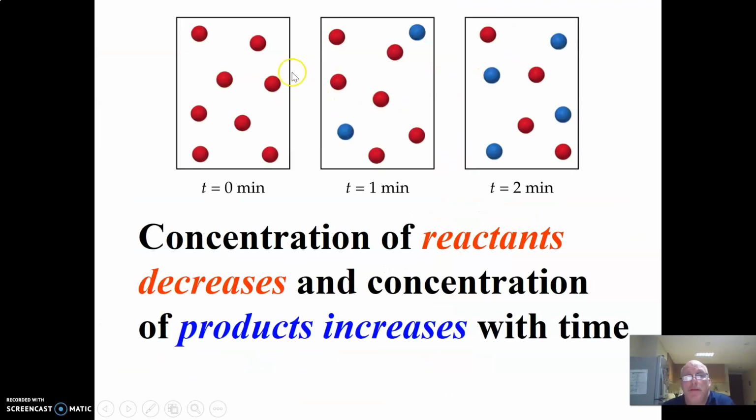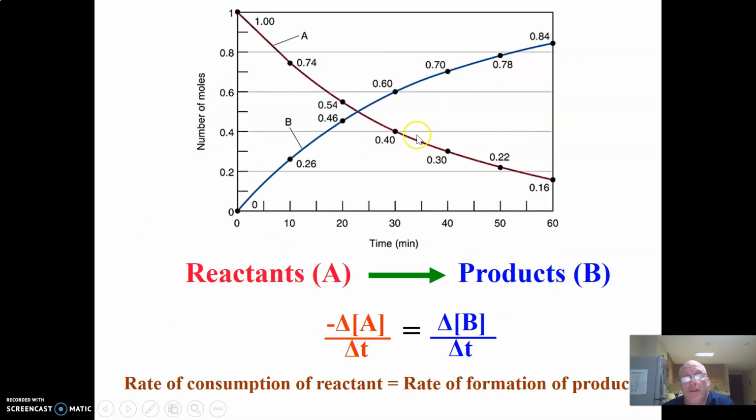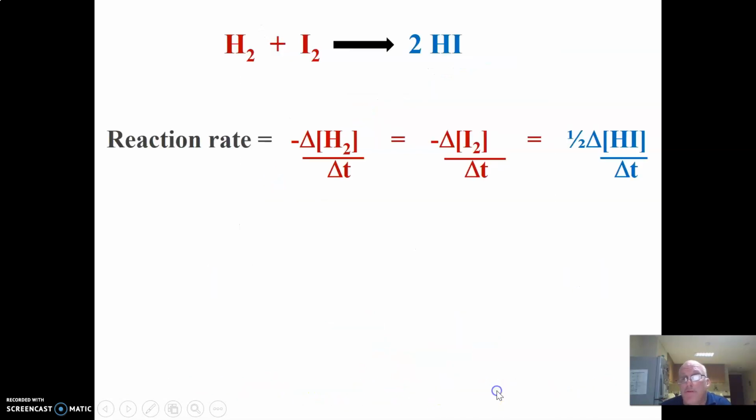So again, just reminding you, the concentration of reactants falls and the product rises. Now look at the red here. The red is changing into blue, and you can see that for every one red, there was one blue produced. So as the red goes down, the blue goes up at the same rate, and they are mirror images of each other. So these quantities are numerically equal. They just have different signs, that's all. So if that was 6 moles per minute decrease, that would be 6 moles per minute increase. They have to be, because the equation said that. The rate of consumption of the reactant is equal to the rate of formation of the product.